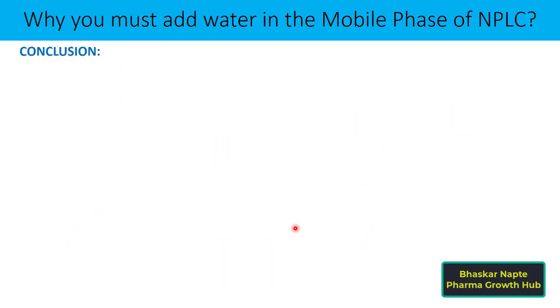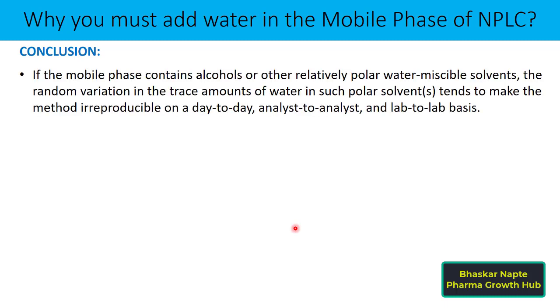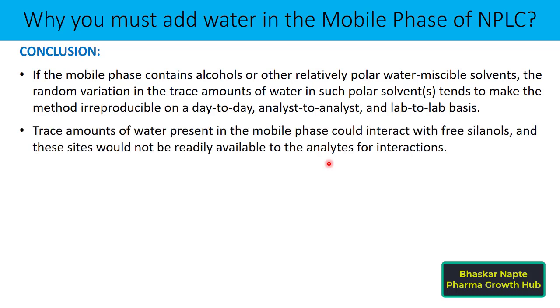So what is the overall conclusion about the addition of water in the normal phase liquid chromatography mobile phase? The first one is, if the mobile phase contains alcohol or other relatively polar water-miscible solvents, the random variation in the trace amounts of water in such polar solvents tends to make the method irreproducible on a day-to-day, analyst-to-analyst, and lab-to-lab basis. The trace amount of water present in the mobile phase could interact with the free silanols, and these sites would not be readily available to the analytes for interaction.